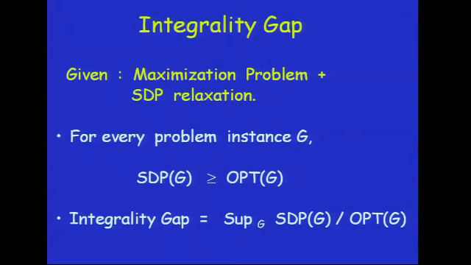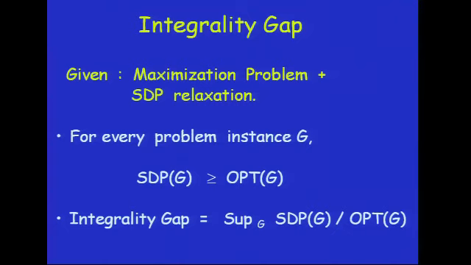Okay? So the optimization problem will try to optimize over a certain space, and in the relaxed problem, you enlarge this space and maximize over the larger space. So if opt of G denotes the true optimum and SDP of G denotes the maximum on this larger space, clearly that's going to be at least equal to the opt, right? And the integrality gap is defined as the maximum possible ratio between the two. So take the supremum over all instances of the problem, the ratio between the two.